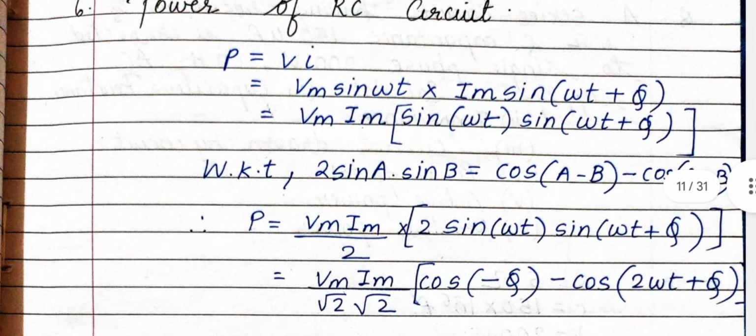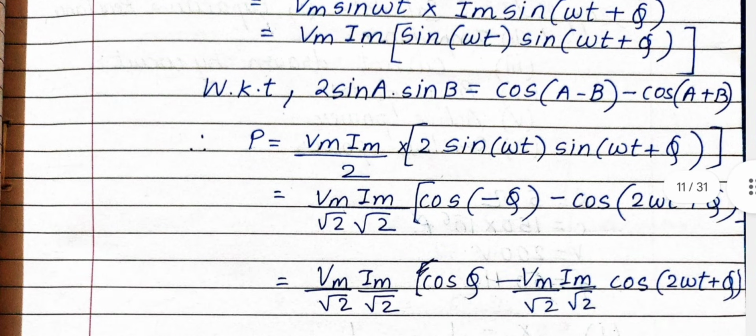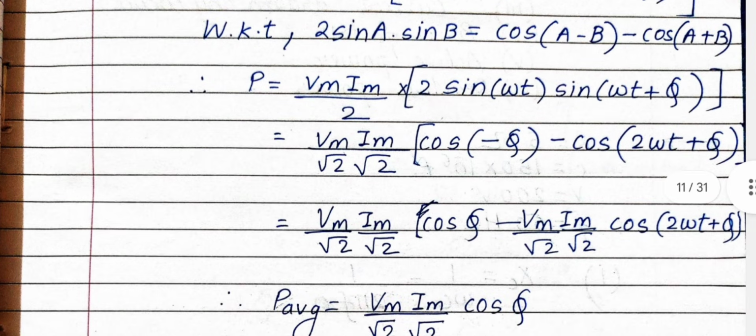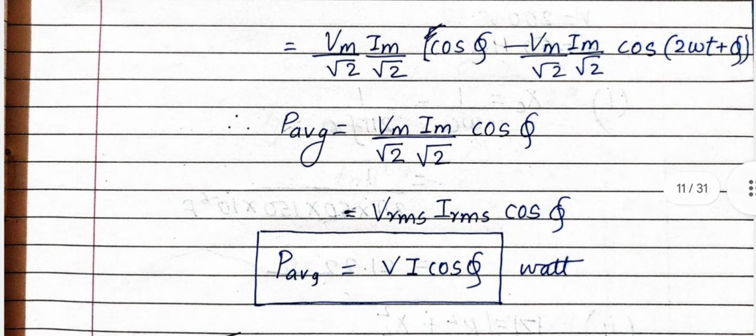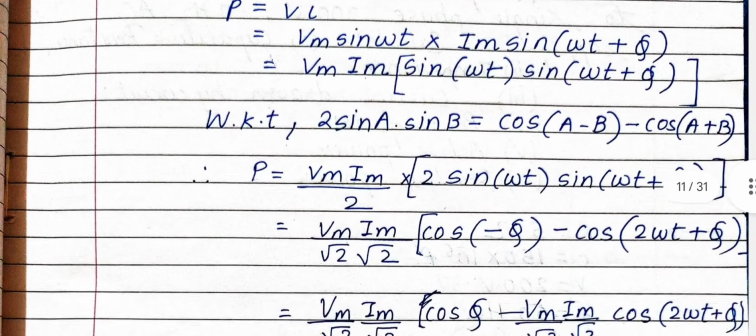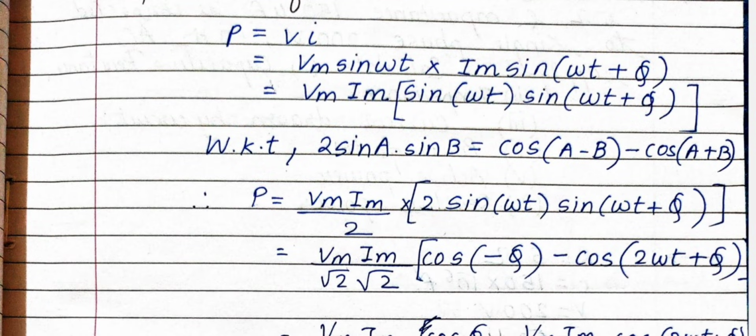Then the power of the RC circuit: the power of both RC and RL circuits is the same, just minus and plus are different. Afterwards we will consider it as the fluctuating power component, which gives 0, so we will get the final output as VI cos phi watt over here also, okay. Throughout, you just have to write Vm sin omega t into Im sin omega t plus phi.